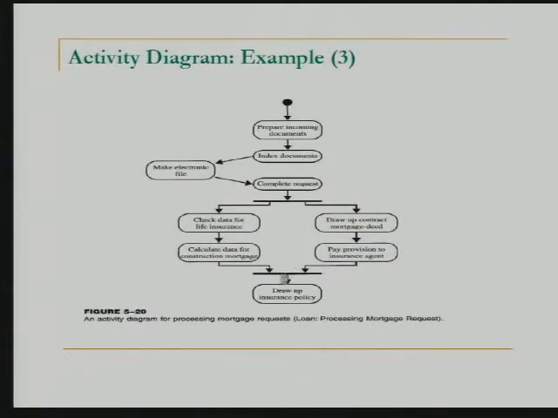So here's another example for processing mortgage requests. So I have this incoming document. I'm going to prepare my incoming documents, index those documents, make an electronic file, complete the request. Then concurrently, I'm going to check data for life insurance, and I can also in parallel draw up a contract for the mortgage deed, probably because they're not entirely related. Then I'm going to calculate data for the mortgage, and when I'm doing the contract deed, pay the provision to the insurance agent. So I do both these tasks.